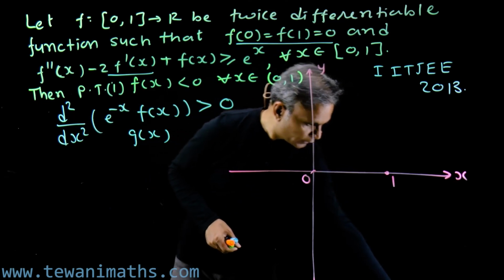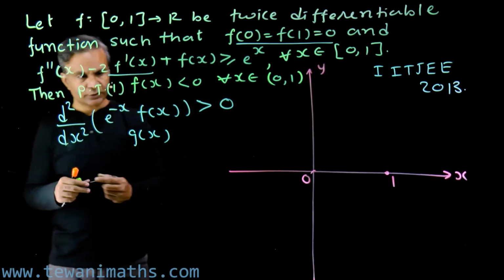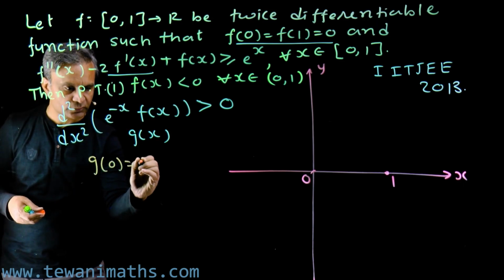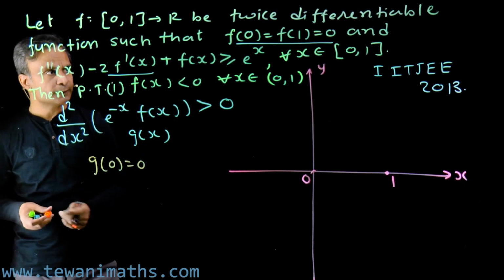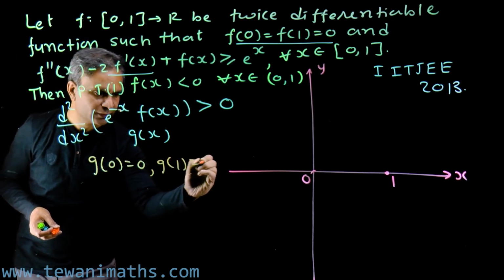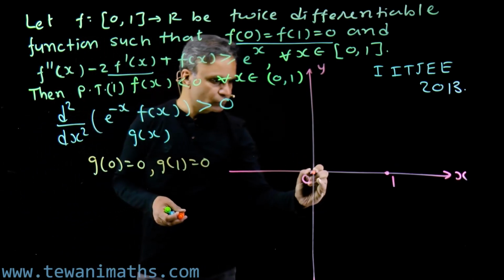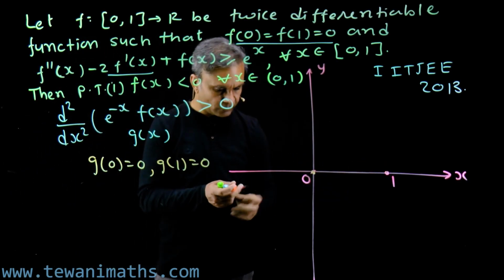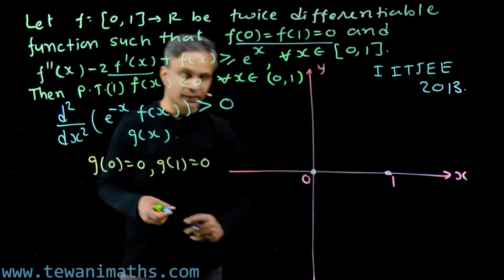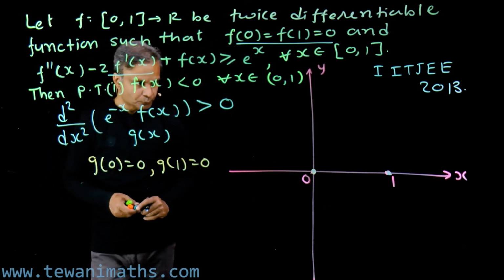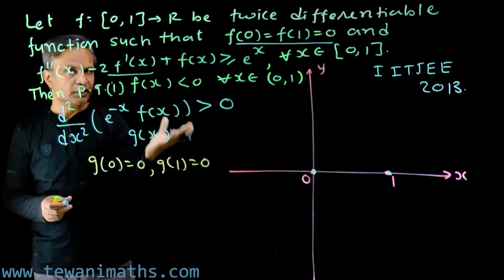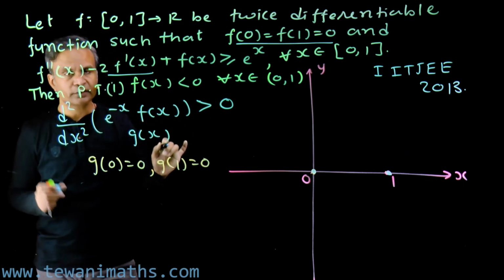Now f of 0 is 0, so the value of g of 0 will also be 0. G of 0 का value 0 होगा. Okay, f of 1 is 0, so g of 1 will also be 0. So we mark these 2 points which will lie on the graph of gx: (0, 0) and (1, 0). Now the graph of gx is concave upward, gx का ग्राफ कॉन्केव अपवर्ड है क्योंकि उसका सेकंड डेरिवेटिव पॉजिटिव है.